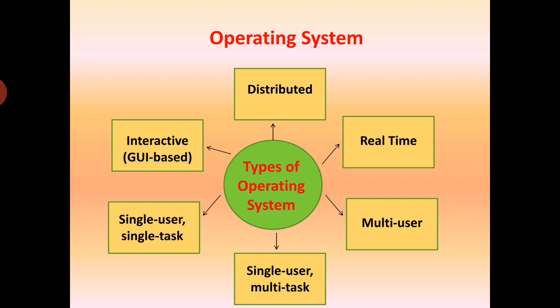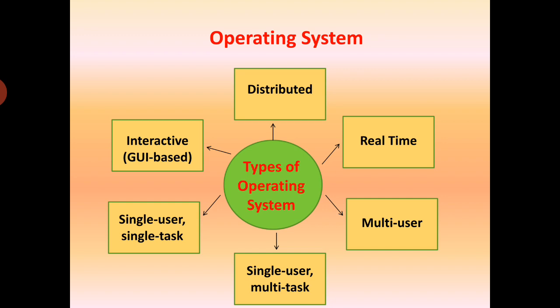A graphical user interface is a user-friendly operating system in which commands can be entered by clicking, double-clicking, or right-clicking a mouse. Windows operating system is an example of an interactive operating system. Single user, single task operating system. This type of operating system allows only one user to do a task on the computer and one thing at a time.